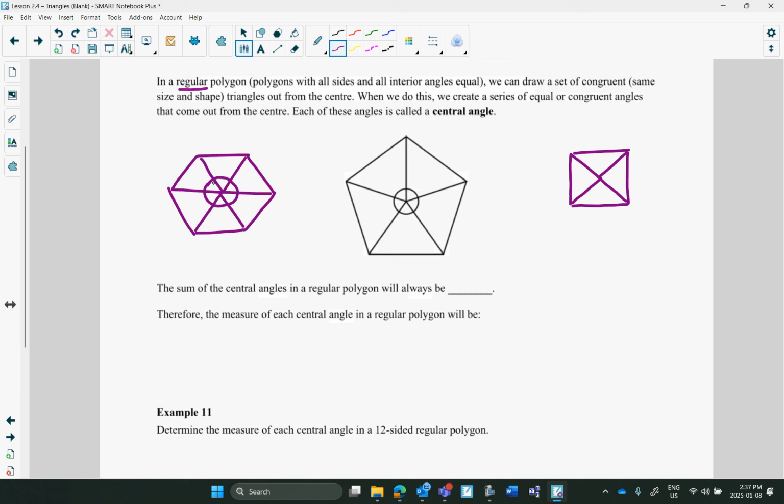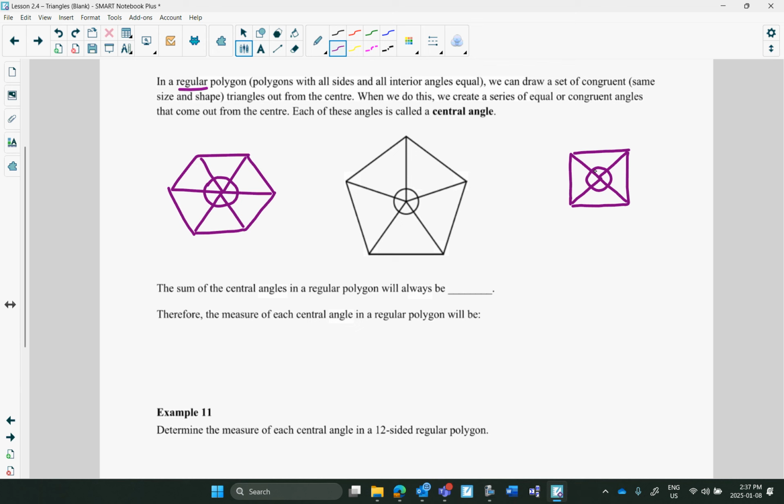Complete circle. How many degrees in a complete circle? Don't overthink. If you spin your car halfway around, you do a 180. If you spin your car all the way around, you do a 360. So the sum of all of these is 360, because remember, a complete revolution is 360 degrees.